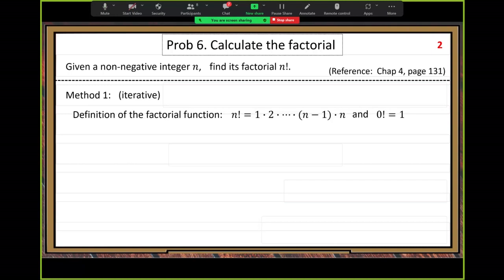But when n equals 0, there is a special value of factorial. When n equals 0, we assume 0 factorial equals 1. That's our assumption. Now, can you see why we make this assumption? Is it a reasonable assumption? 0 factorial equals 1, not 0.